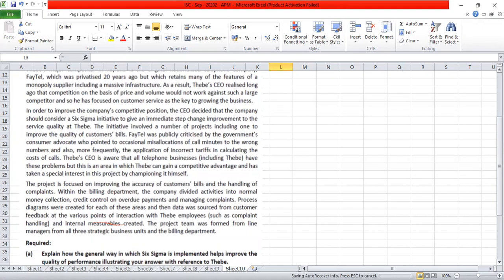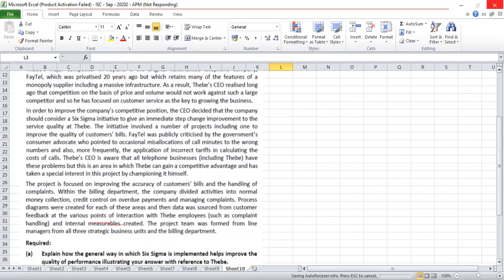If you read through the entire case, you understand the scenario. Now explain how the general way in which Six Sigma is implemented.